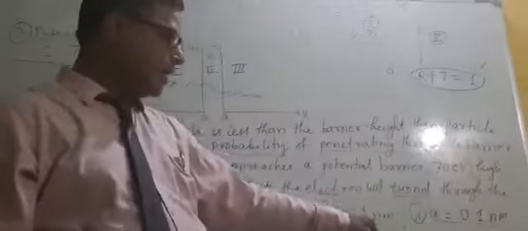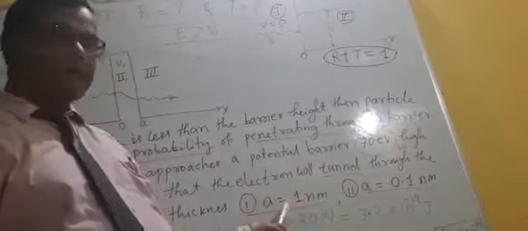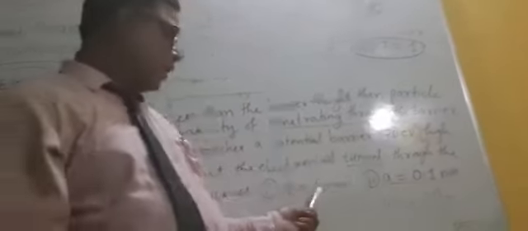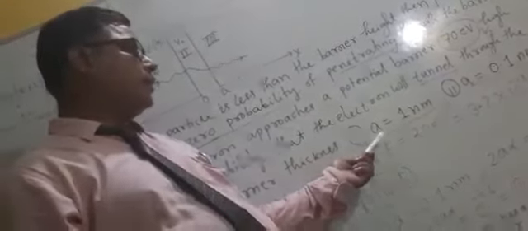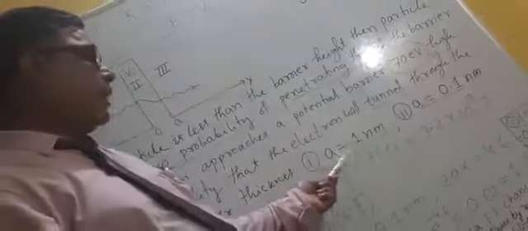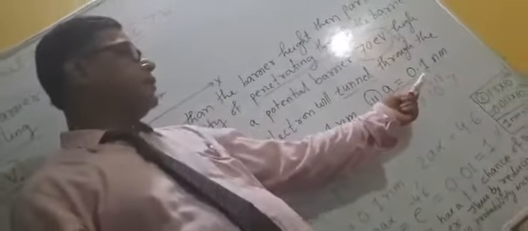There are two cases. Barrier thickness A is equal to 1 nanometer, and another is 0.1 nanometer. That means 0.1 nanometer is 10 times less than 1 nanometer. So you have to find the transmission probability in both cases, A equal to 1 nanometer and A equal to 0.1 nanometer. We have to find the T value in both cases and then compare.